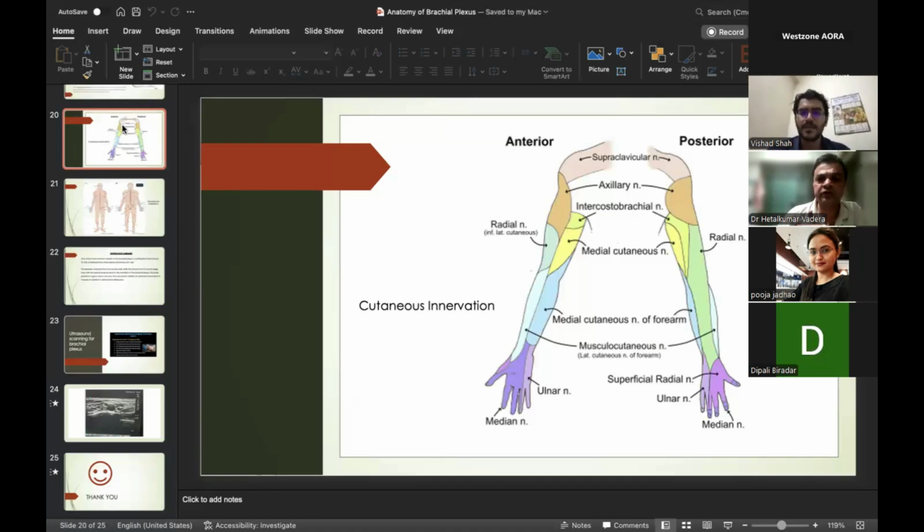So you have to give some local infiltration. When you are looking at the elbow, this area is supplied by the posterior cutaneous nerve of the arm. Then again you have to do some local infiltration. So you should know the anatomy, then only will you have a successful block, otherwise you will have a failed block. So I think this is all about the brachial plexus. Any question, Neeta ma'am or anyone else?